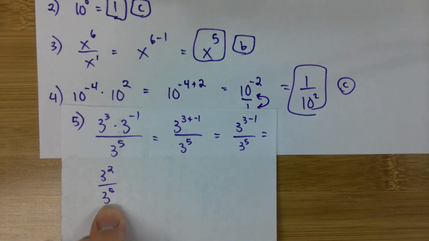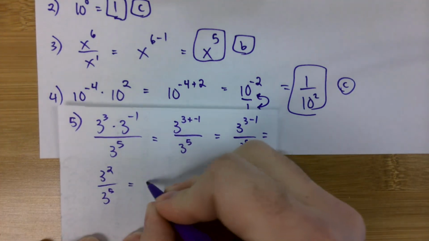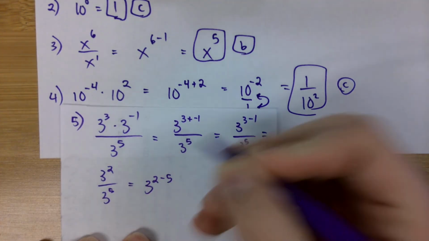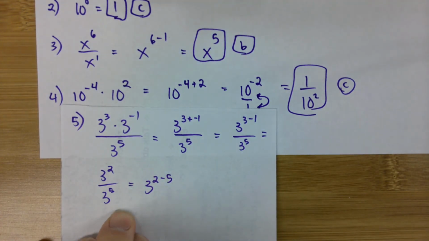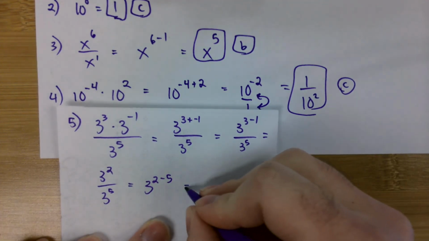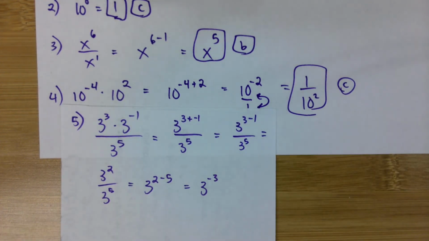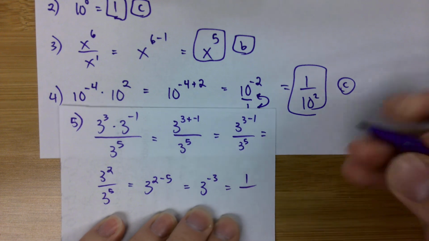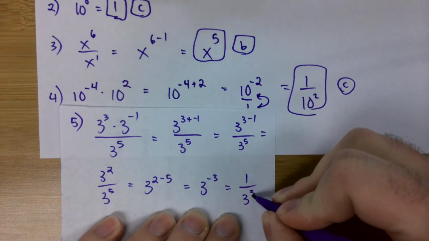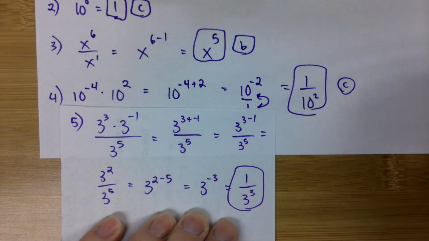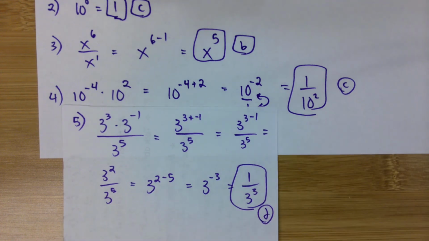Okay, once we get here, we're going to use the quotient rule again. 2 minus 5, subtracting downwards always, giving us 3 to the negative 3. Which then gives us 1 over 3 to the third, which is option D.